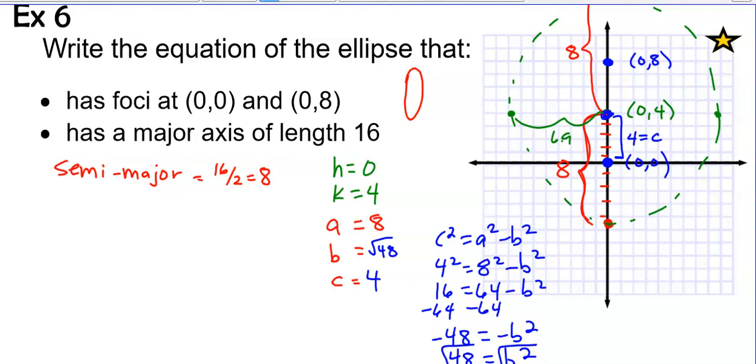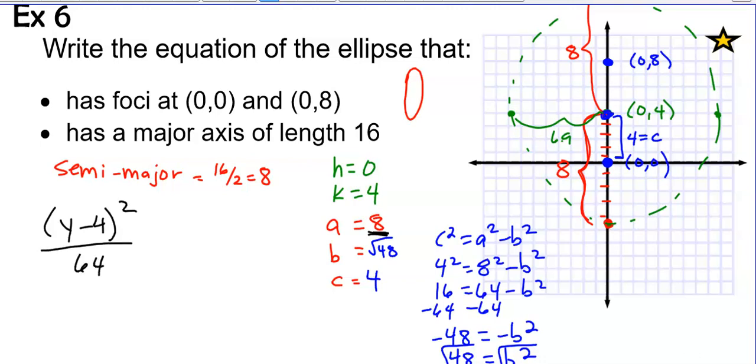Since it's a vertical one, we probably want to do our y's first, although it doesn't really matter. The order you do it in doesn't matter, as long as the 64, the a squared, goes with your y's. Okay, so it's y minus k, so y minus 4 squared.